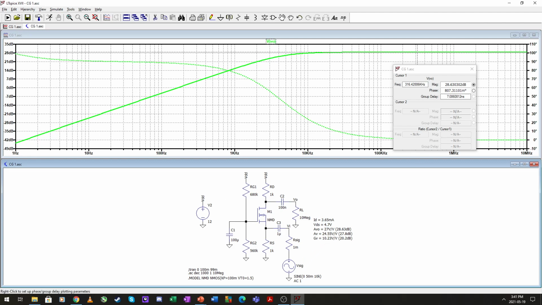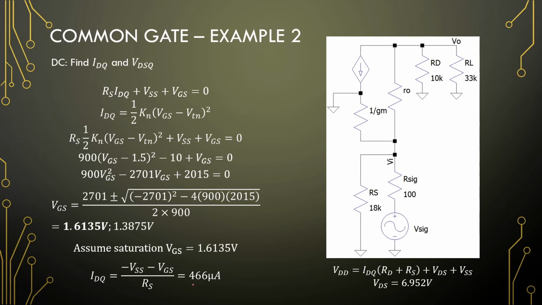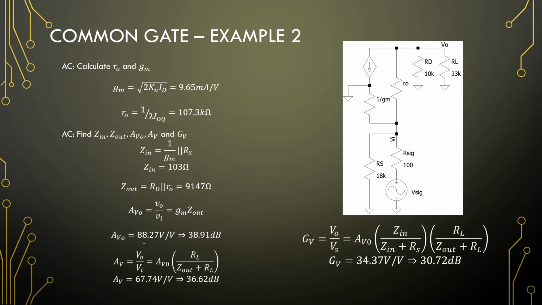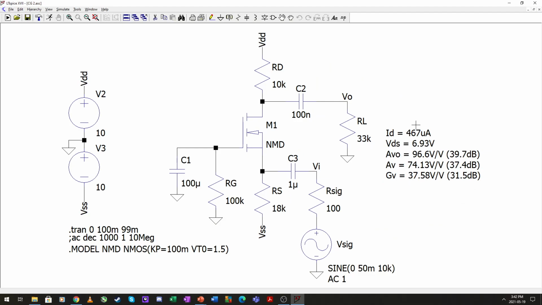Let me open the second simulation. Okay, so we have a drain current of 467 microamperes, 6.93 volts VDS, 96, 74, 37. Okay, 466 microamps, almost 7 volts for our VDS. 88, 37, 34. So these values correlate quite well with our analysis values.